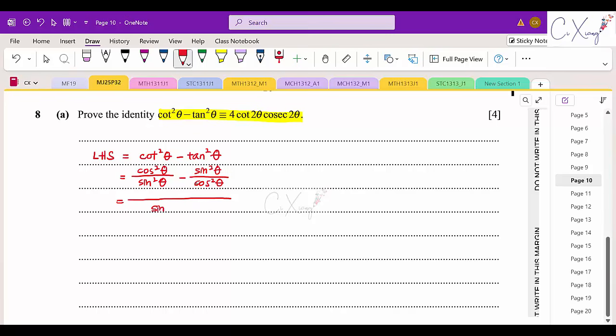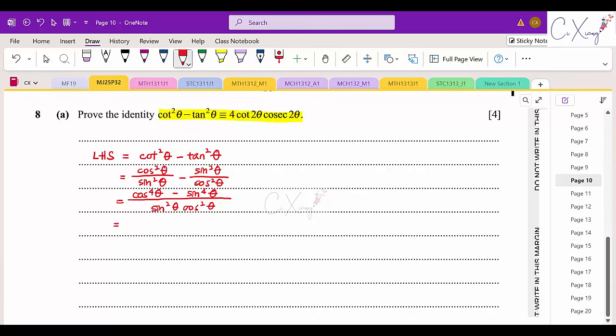Therefore, I multiply the denominators to each other. Then I cross multiply the numerator with the denominator of the other one. So I'm having cos power 4 theta minus sine power 4 theta. Okay, so you can see that now I successfully combine two fractions into one. And how should we continue here?